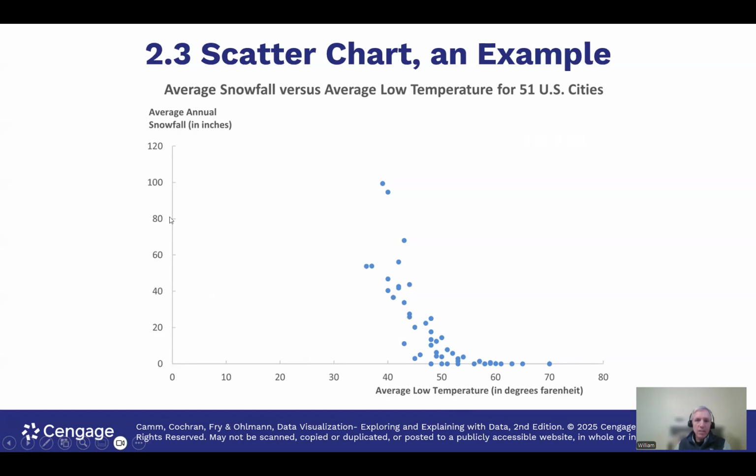And so what this is saying is that there is a city where the average low temperature is about 42 degrees and they get 100 inches of snow. My guess is that's a city in Alaska, although it could be North Dakota or something like that. And likewise, there's a city that gets no snowfall ever, average annual, and their average low temperature is 70 degrees. I'm going to guess that's down south somewhere, maybe in Phoenix. Anyway, it's in a desert or a hot climate. So that's what a scatter chart does.